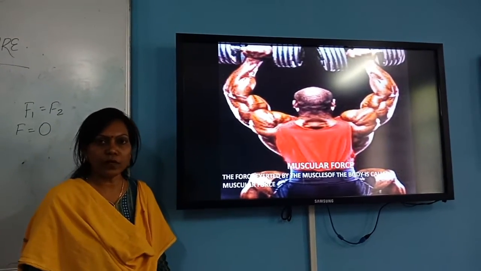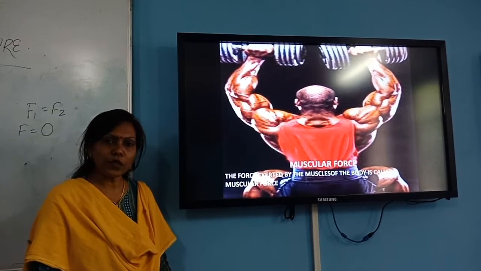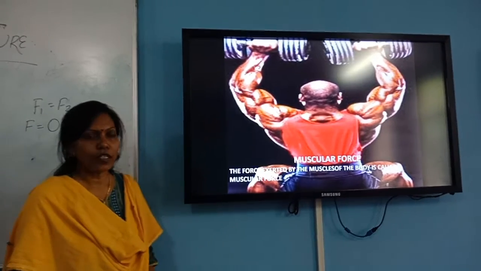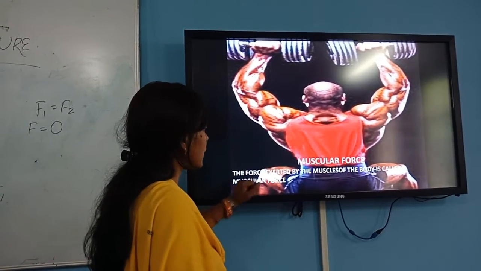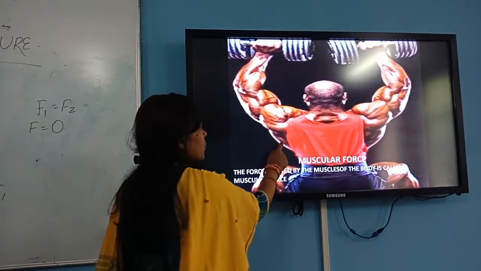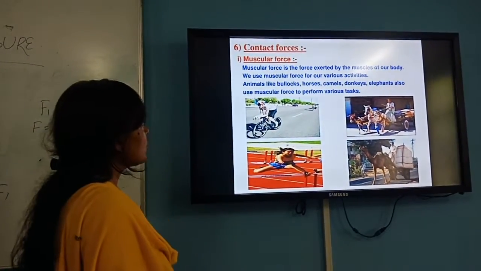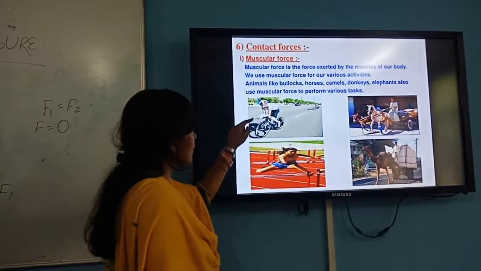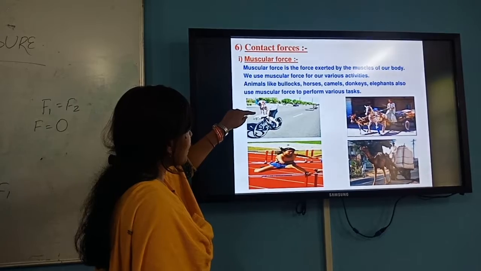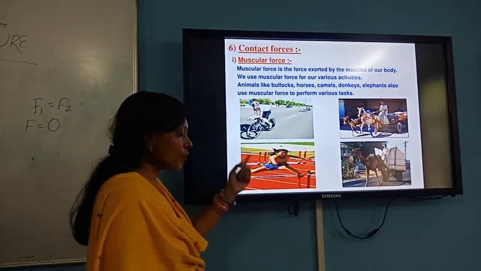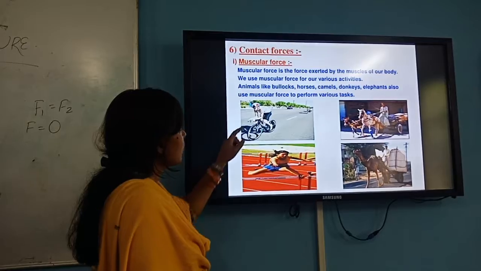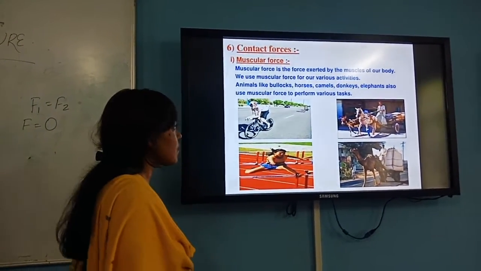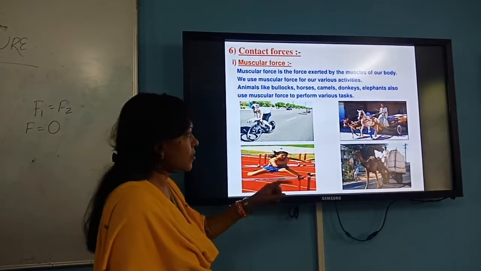When we push the ball, we apply force and the ball moves. So where does this force come from? This force comes from the muscles of our body. The force exerted by the muscles of our body is called muscular force. We use muscular force in doing our various activities. Pedaling a bicycle is also due to muscular force. Jumping is also due to muscular force. Animals like bullocks, horses, camels, donkeys and elephants also use muscular force to perform various tasks.